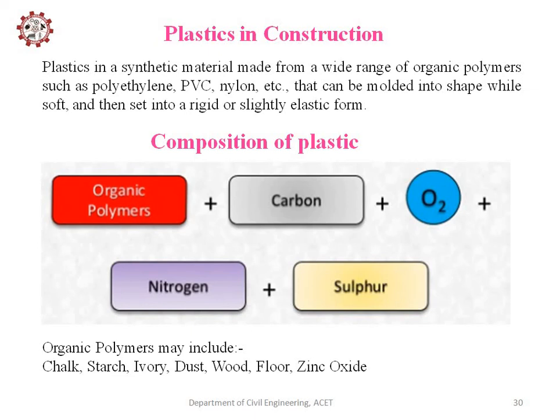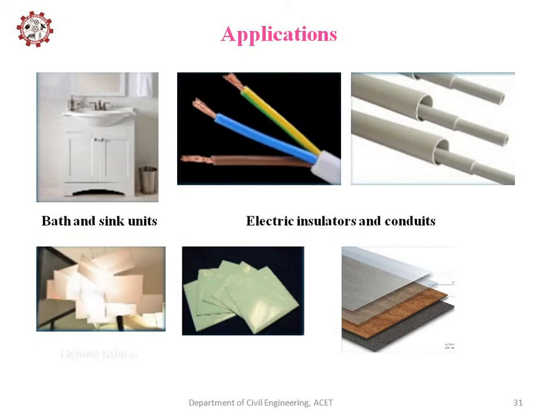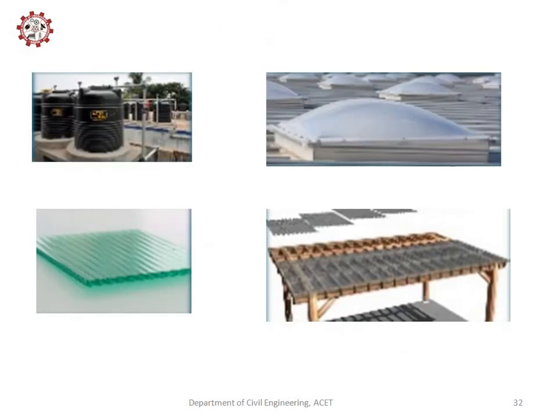So organic polymers may include chalk, starch, ivory, dust, wood, flour, and zinc oxide. So these are your applications of the material. You can see, for making the wooden cabinet, then wires, then pipes, then lighting materials, tiles, and laminated materials. So you can see bath and sink units, electric insulating and conduits, lighting fixtures, decorative laminates and wall tiles.